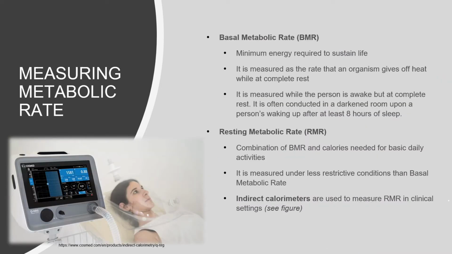Let's go to the measurement. Regarding measurement, metabolism is measured by determining how much oxygen your body consumes over a specific amount of time. There are two rates that we're going to cover, the BMR and RMR. BMR, or basal metabolic rate, is the minimum energy required to sustain life.